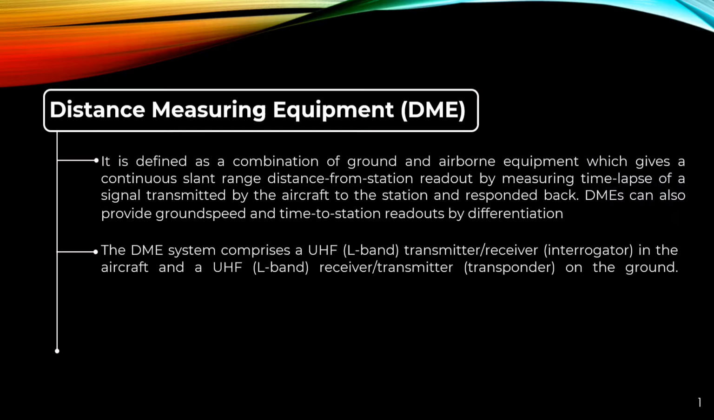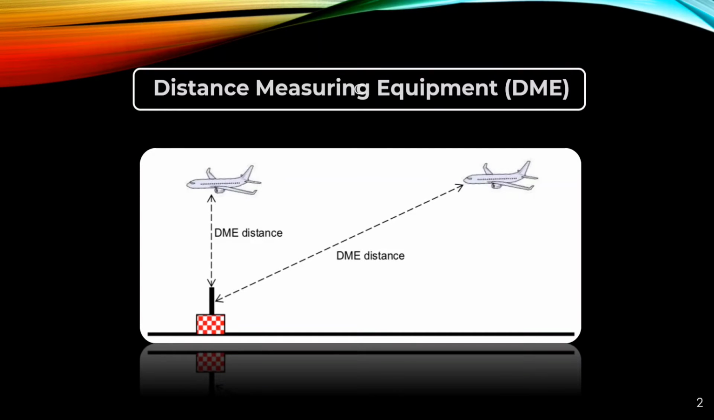The DME system comprises a UHF L-band transmitter/receiver interrogator in the aircraft and a UHF L-band receiver/transmitter transponder on the ground. Have a look at the figure of distance measuring equipment.